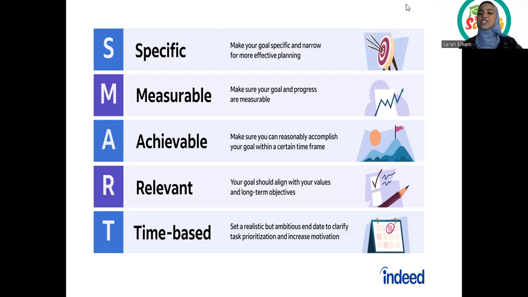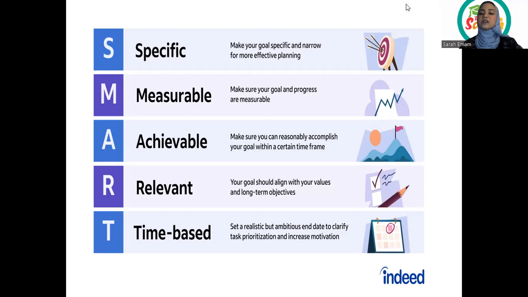Relevant, it should be connected to your lesson, and it should be aligned with your values, aligned with your course book, something not away from the curriculum of the student.